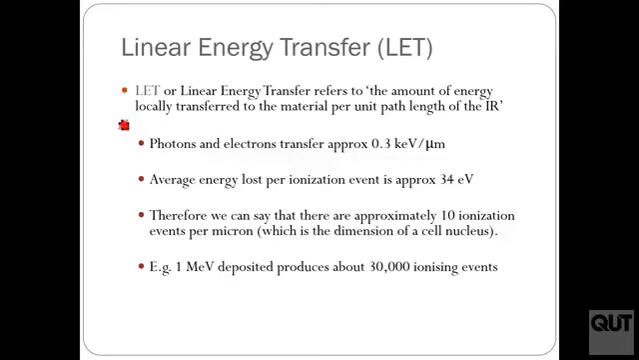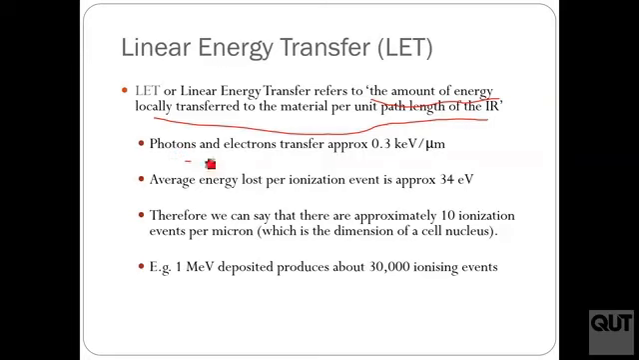Alright, so the first thing we need to know is linear energy transfer. Some people will have studied this previously, some won't have. Linear energy transfer refers to the amount of energy locally transferred to the material per unit path length of the ionising radiation. So if you're looking at radiation coming into a material, let's say muscle, over say a centimetre, some types of radiation will deposit a lot more energy than other types of radiation.